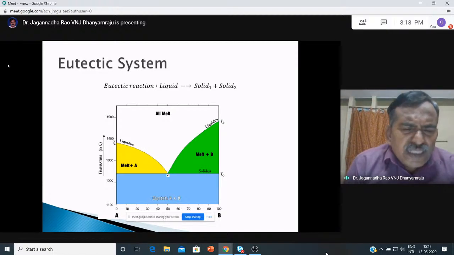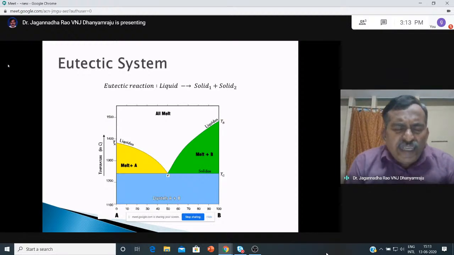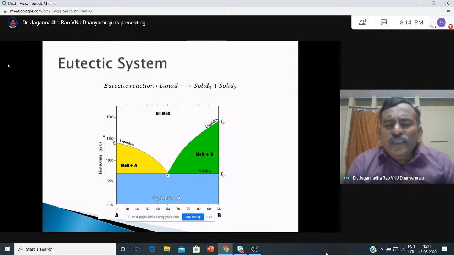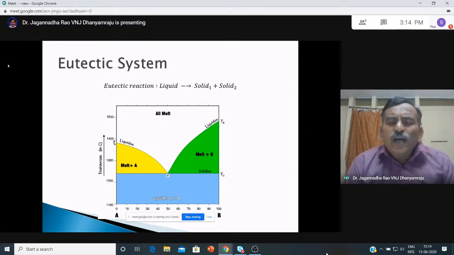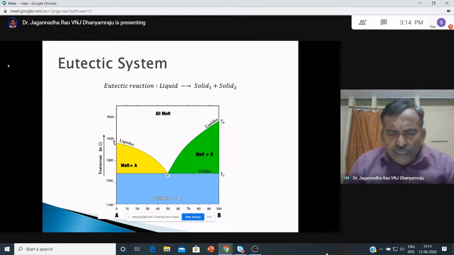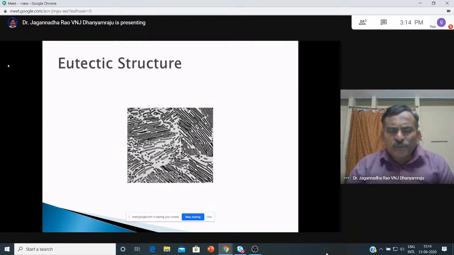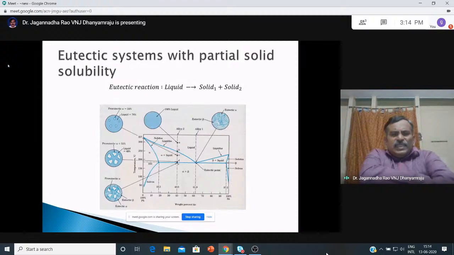But however, hypoeutectic alloys contain proeutectic A and eutectic AB. So there are two constituents, proeutectic A and eutectic AB, and on the hypereutectic side there is proeutectic B and eutectic A plus B. So that is how the microstructures will appear. Okay. Now let us see.